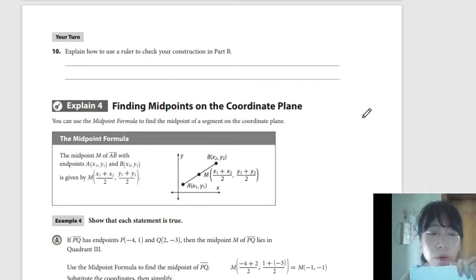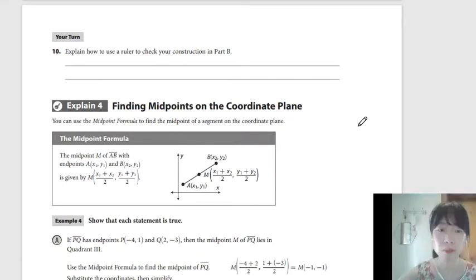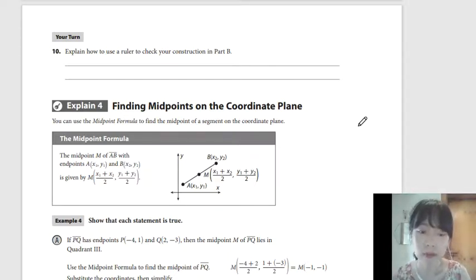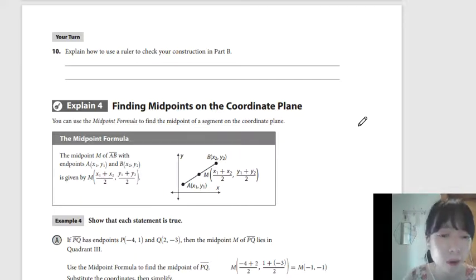Explain number 4. We're going to find midpoints on the coordinate plane. You can use the midpoint formula to find the midpoint of a segment on the coordinate plane. Look at the midpoint formula. The midpoint M of AB with endpoints A (x sub 1, y sub 1) and B (x sub 2, y sub 2) is given by M, which is (x sub 1 plus x sub 2 divided by 2, y sub 1 plus y sub 2 divided by 2).